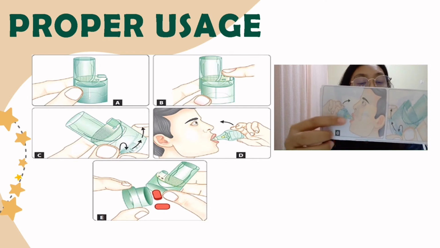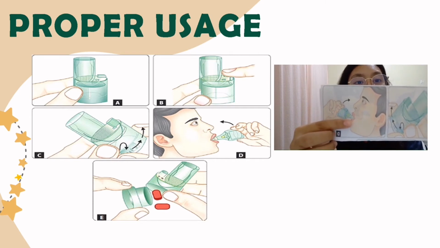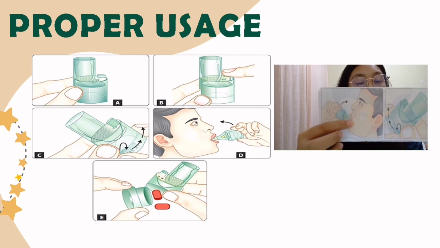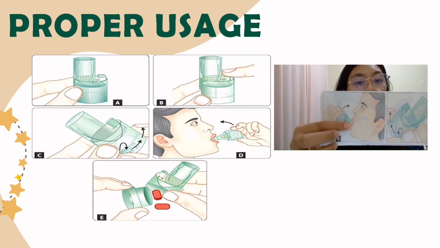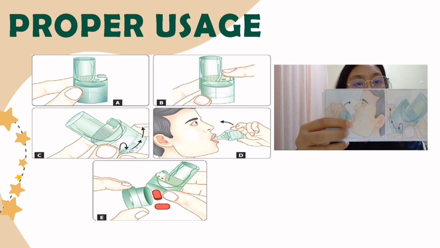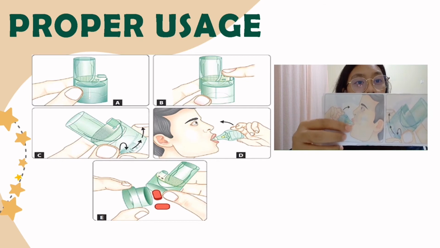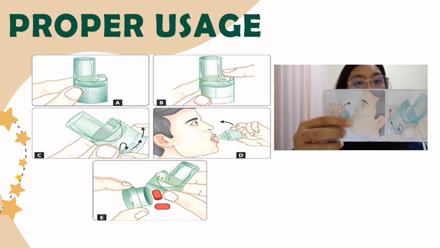So the patient places the mouthpiece of the Rotahaler inhaler between his teeth, and when you're going to place the Rotahaler inhaler between your teeth, you have to make sure that your lips will securely close around the mouthpiece, and it is important to take note that there should be no space between the mouthpiece and your lips.